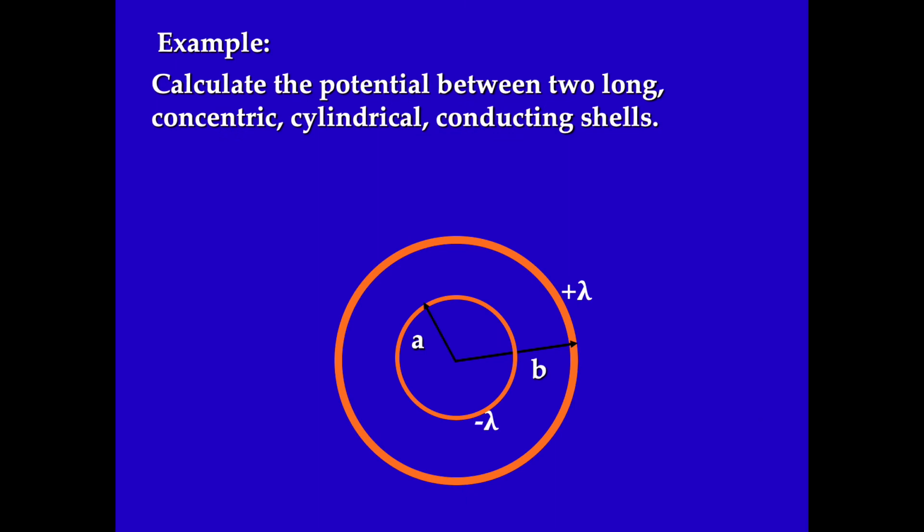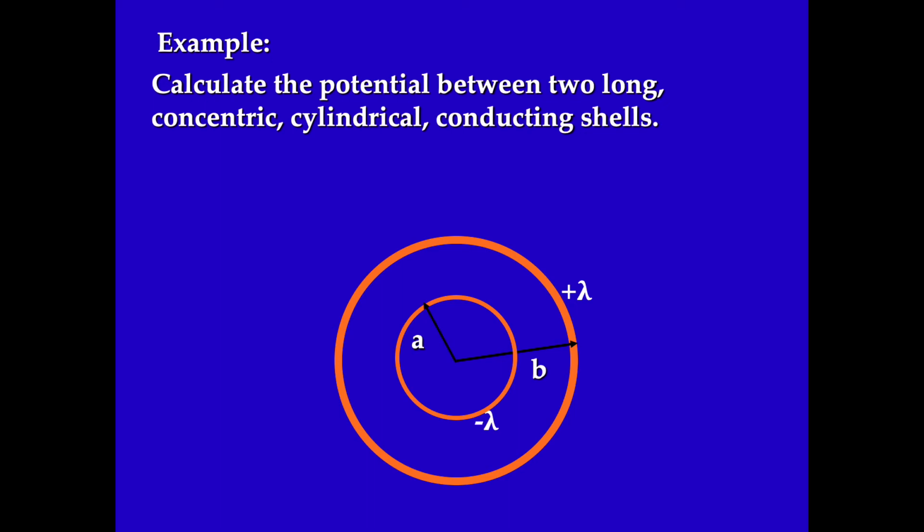Okay. Now, suppose you have two long concentric shells, and you want to calculate the electrical potential between the two shells. They're both uniformly charged. They're both infinitely long. You actually had a similar problem like this in the homework, except you were finding the field. I want to know the electrical potential for this system as a function of R.